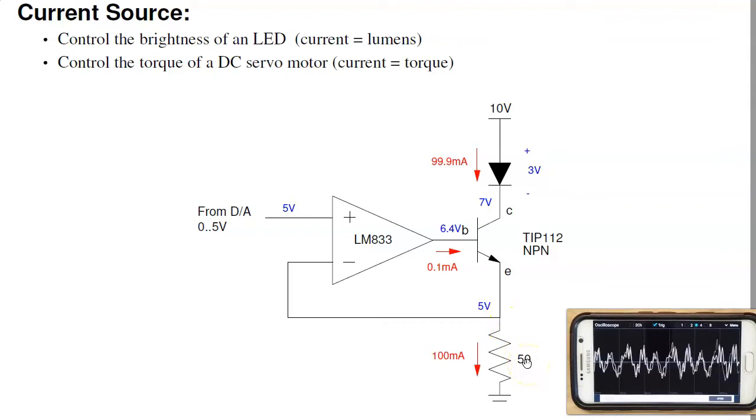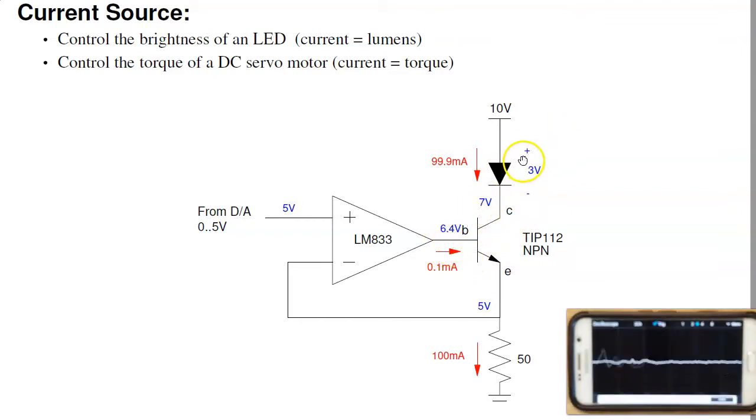This is a voltage controlled current source, also known as a resistor. 5 volts at 50 ohms is 100 milliamps, so this will force anywhere between 0 and 100 milliamps through that resistor. Where the current comes from is your 10 volt supply. So this current is roughly this current. It's a little bit different because beta is 1000, so 1 part comes from the base, 1000 parts comes from here, so this is off by 1 part in 1001. It's basically the same. So this goes 0 to 100 milliamps. The current through the LED goes 0 to 100 milliamps. So this is a current source.